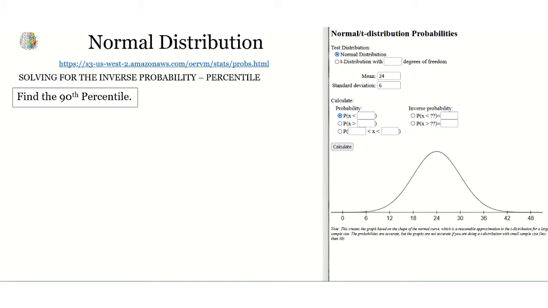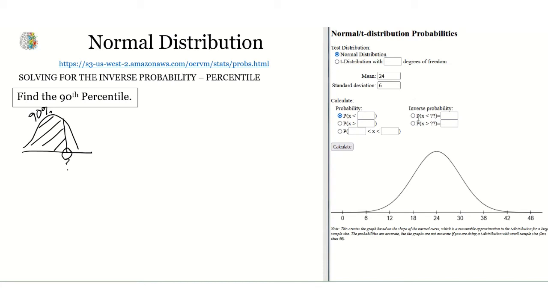To solve for percentile questions, we're going to use the inverse probability on this calculator. So let's look at our first question. It says find the 90th percentile. So what does that mean? If we draw our graph, then what that tells us is that we're given the 90th percentile, which is the same as saying 90%. And we want to find what is that x value that matches right here at this point. What is the x value that's going to give me a 90th percentile?